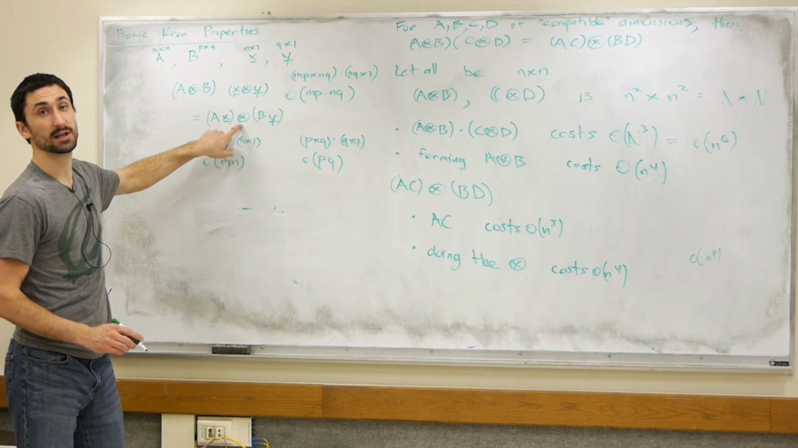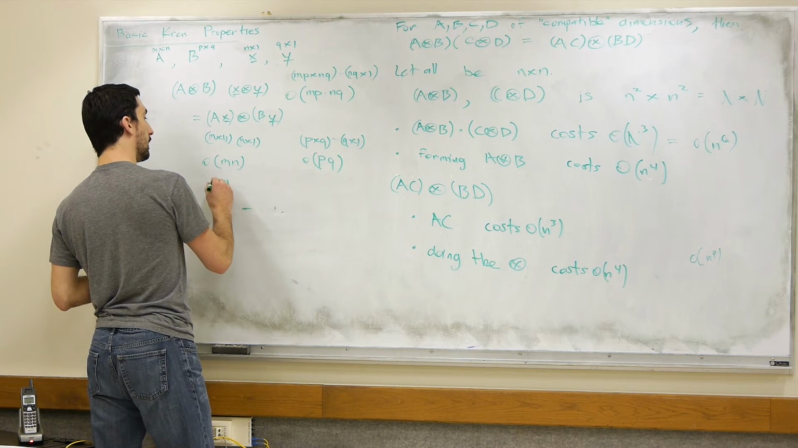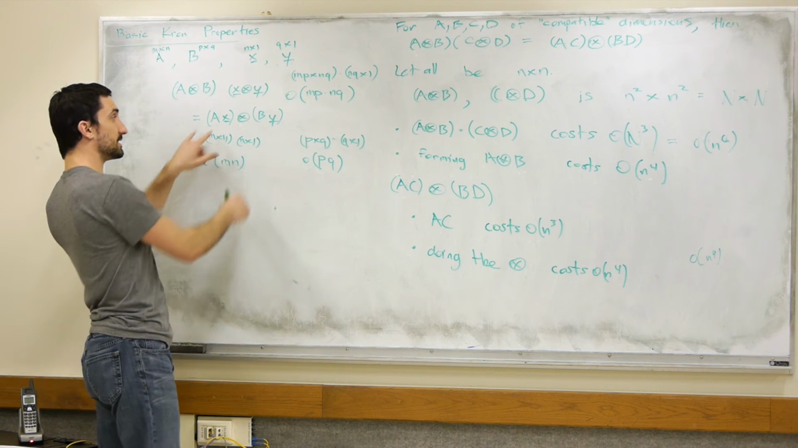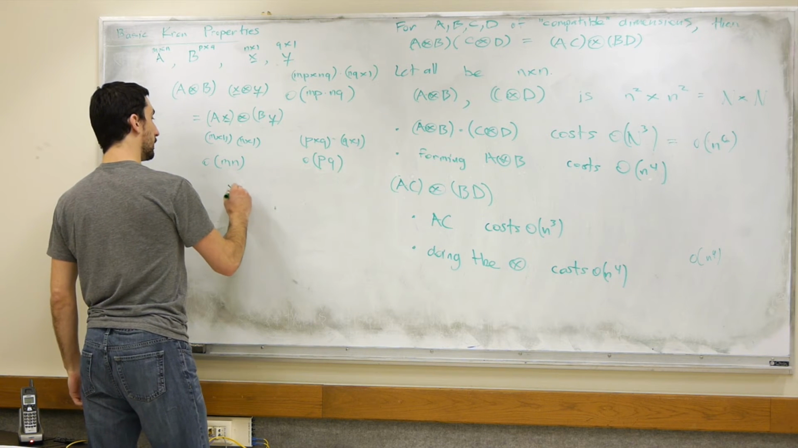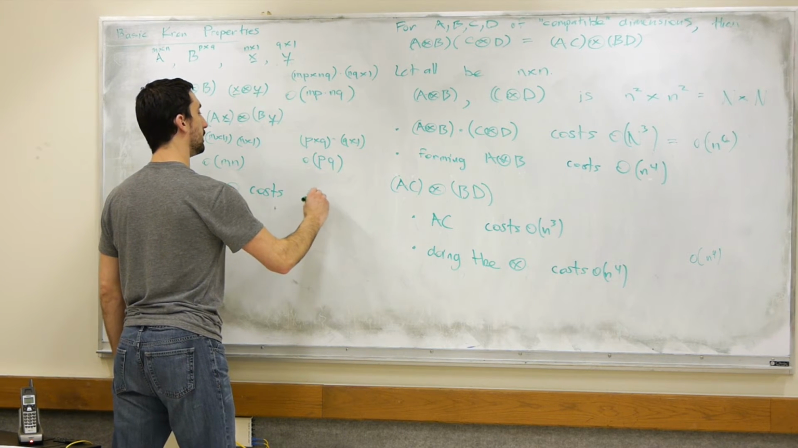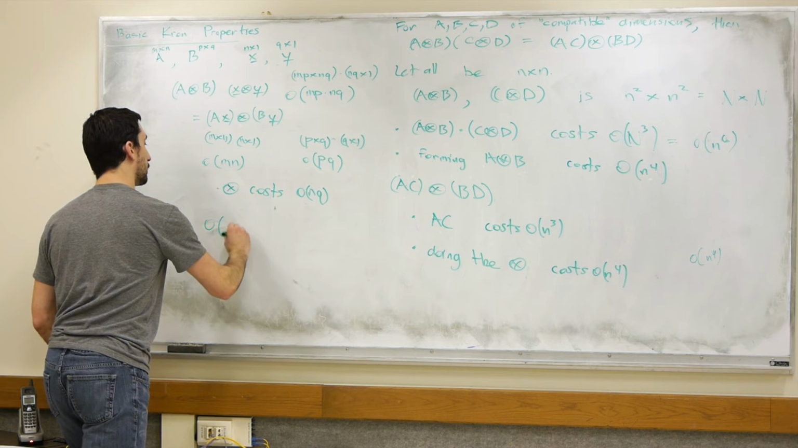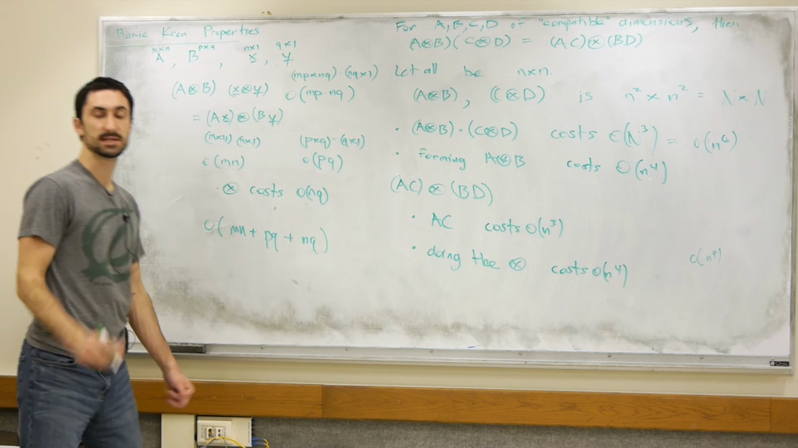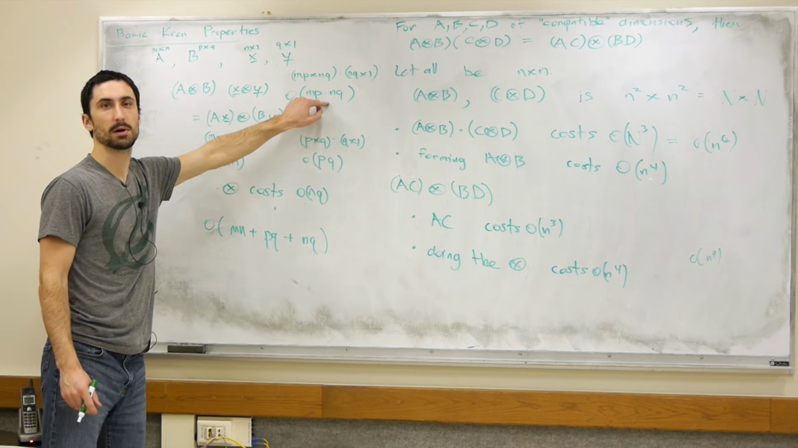Finally, forming the Kronecker product itself requires multiplying all n entries of this vector by all q entries of this vector. So doing the Kronecker product itself costs nq. So the total cost of doing it the smart way is mn plus pq plus nq, which is significantly smaller than the product of all four quantities.